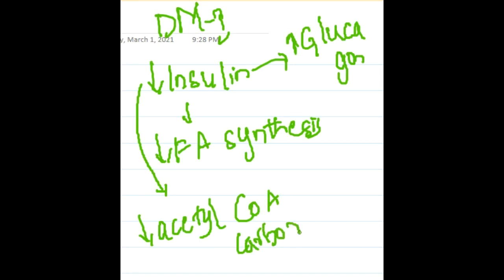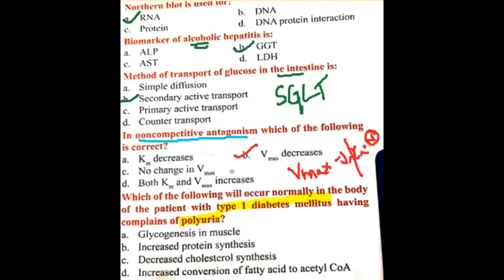Acetyl CoA carboxylase activity will decrease. Whenever there is decreased acetyl CoA carboxylase activity, malonyl CoA will decrease. So overall, one thing will happen: there is increased conversion of fatty acid to acetyl CoA. So if we look at the options.